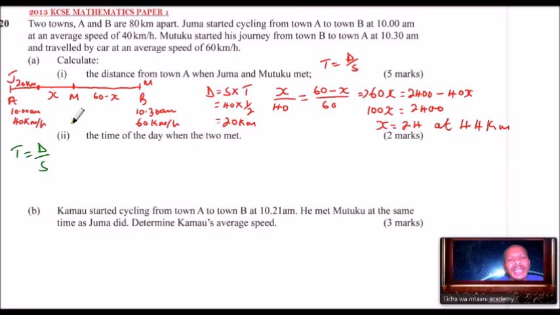You can work it in two ways. You can find the time Juma took from A to M because we know the distance is 44, that is 20 plus 24, and we divide by the speed. Once you get that time, you add to 10 a.m. Alternatively, you can get the distance covered by Mutuku, which is 60 minus 24, or 80 minus 44, which will give you 36. And you divide by the speed of Mutuku, then you add to 10:30.